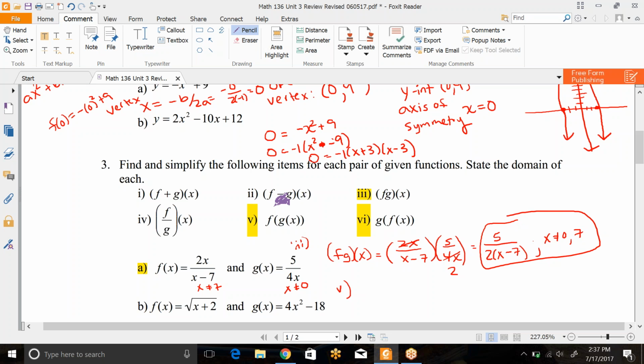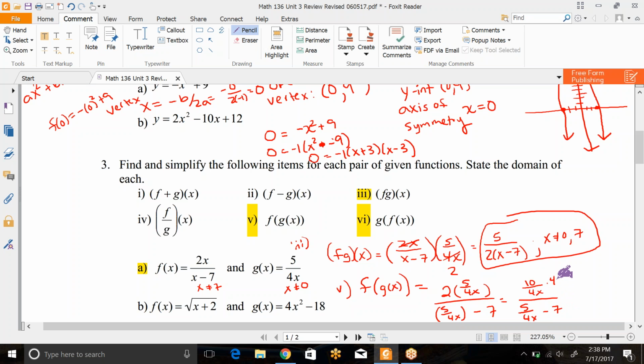For part 5, we're supposed to be doing f composed with g. So that means we're going to take the f function as an outer shell and we're going to plug the g function in. The f function is 2 times x, so that'll be a blank, over x minus 7, so that'd be blank minus 7. The g function is 5 over 4x. Go ahead and clean up a little bit on the top. That would be 10 over 4x over 5 over 4x minus 7.